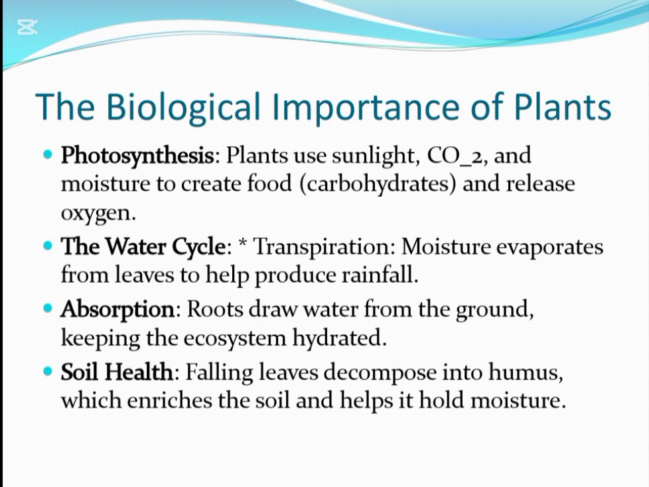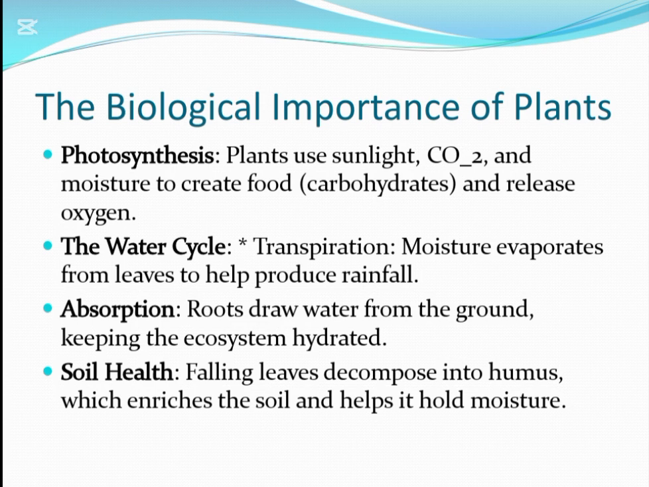Next point is absorption, the underground network. While the leaves are busy with the air, the roots are busy underground. They act like giant sponges, absorbing water and keeping the entire ecosystem hydrated. Without roots, the ground would stay dry and the water would just wash away. And the last point is soil health.